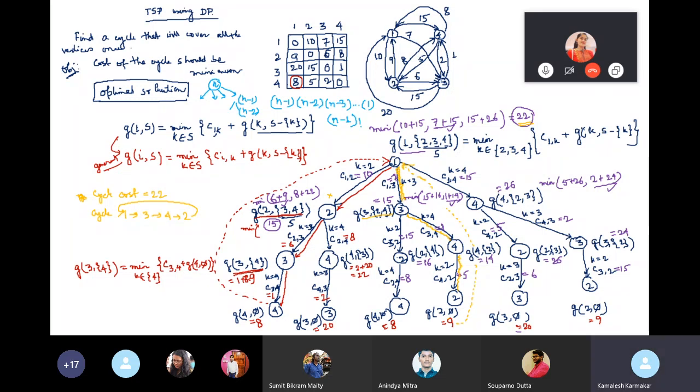So the complexity of this algorithm is very high. N to the power n. N power n, right? No, not n power n. We will discuss it in NP completeness.